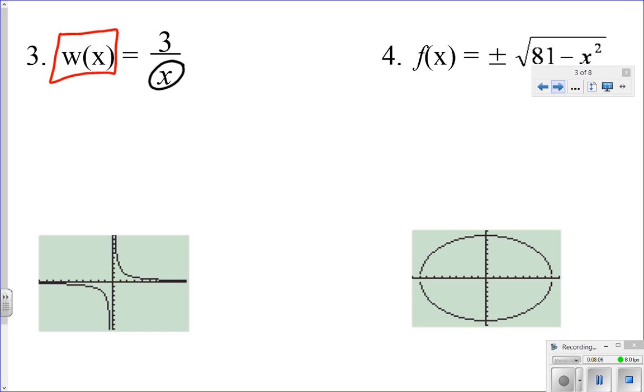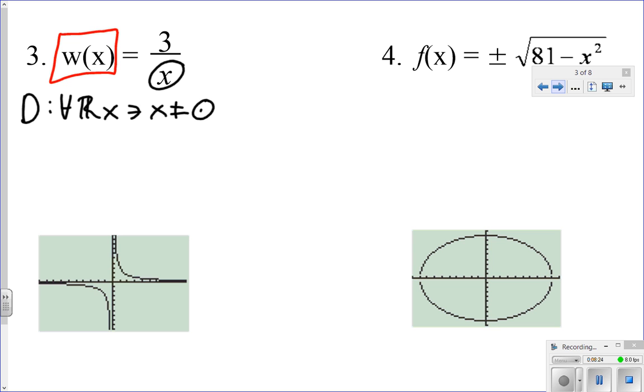Well, I don't want this to be 0. It's nice because it's just a simple x, so I know my domain is for all real x's such that x cannot be equal to 0.